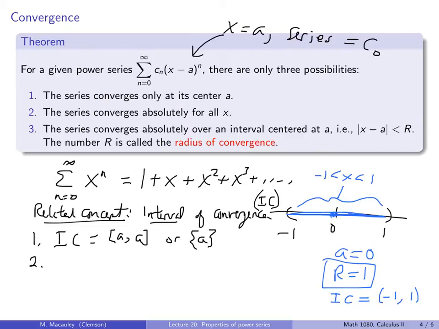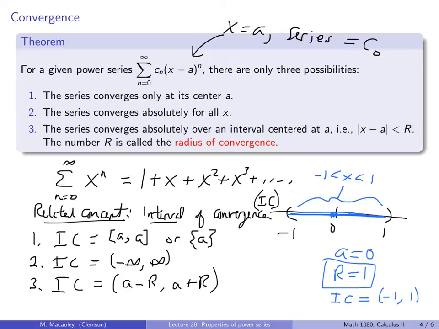If the series converges everywhere, then the radius of convergence is infinite. It's the entire real line. So I could say it's -infinity to +infinity. And finally, the last case, the interval of convergence is going to be a minus R and a plus R.